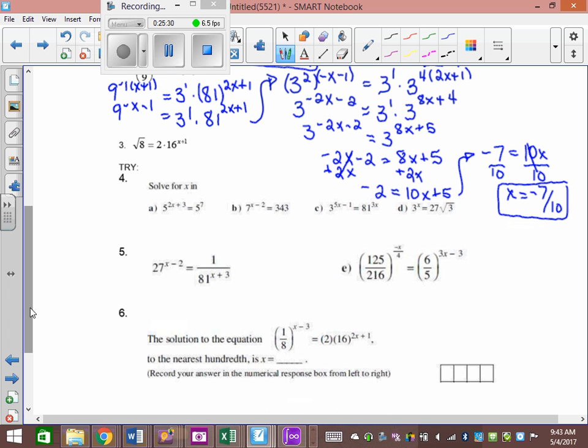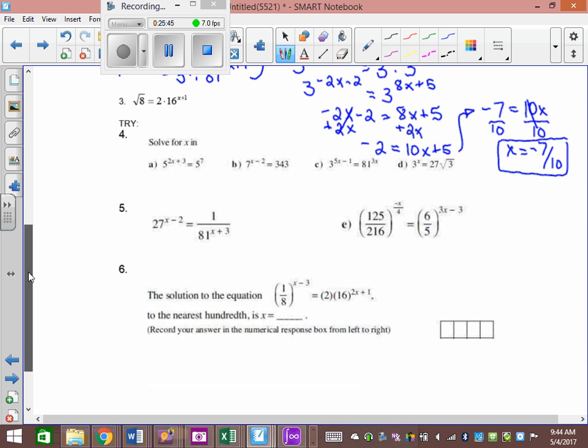Last one, number 3, very small space. Not quite sure why I made it so tiny, but I did. So if you're doing number 3, you might want to do it at the bottom of the page or something. If you have printed these off, sorry. It's super tiny.